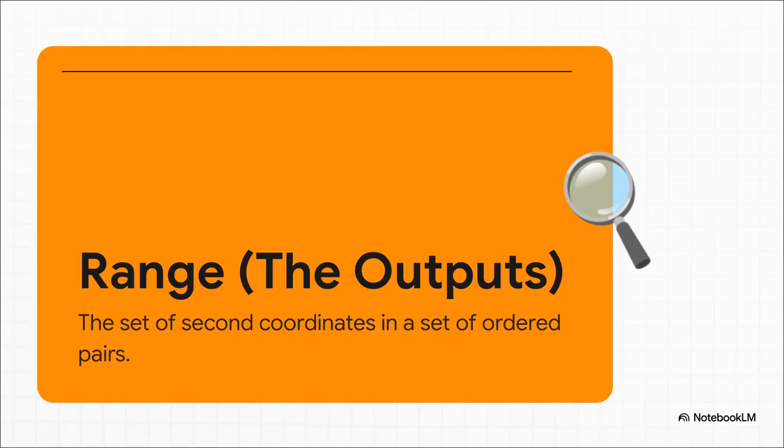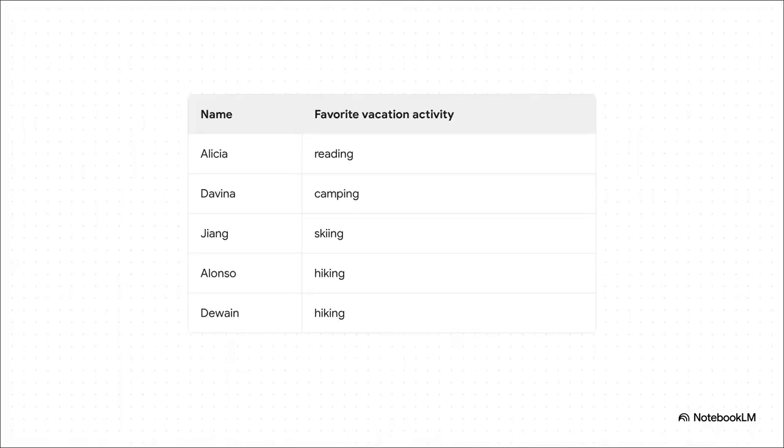And you guessed it, if the domain is the input, then the range is the other half. It's the set of all the second items in the pairs. We call these the outputs. So right here, the favorite activities, reading, camping, skiing, and hiking, that's our range. This is the set of all the possible outputs for this particular relation.